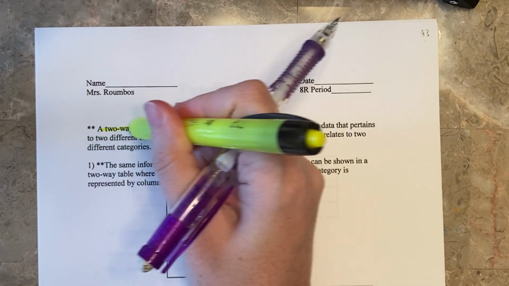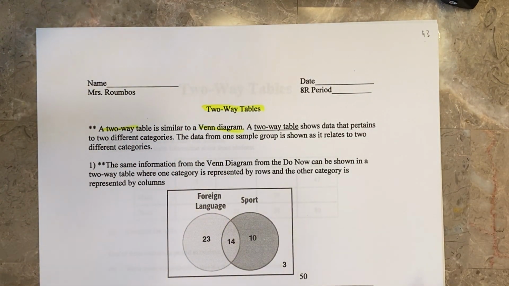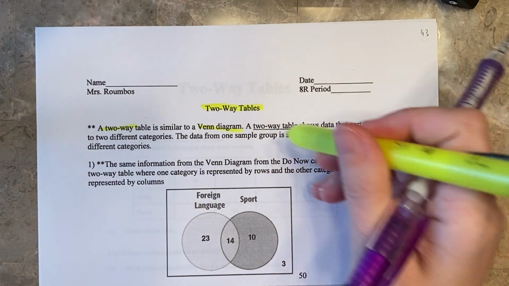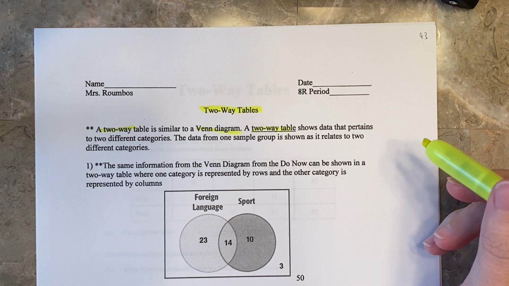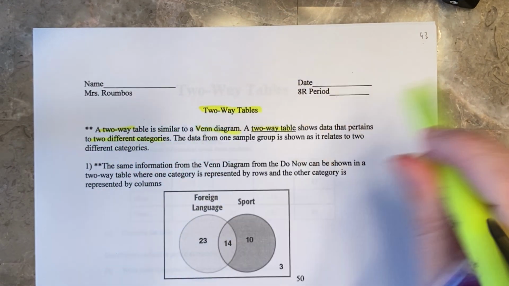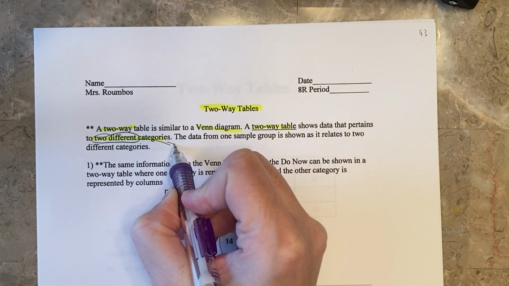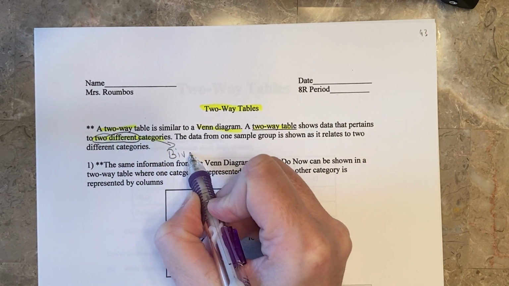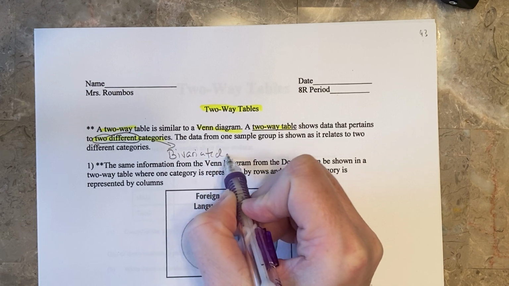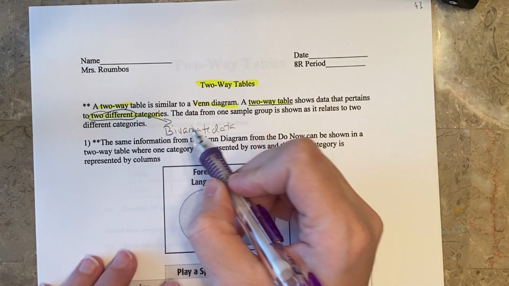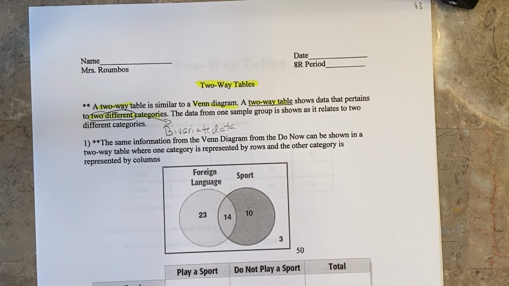So a two-way table is similar to a Venn diagram, and that's obviously why you noticed today's do now was the Venn diagram. A two-way table shows data that pertains to two different categories. So remember, I've said this word before. If it's two different categories, that's something called bivariate data. So the prefix bi means two. Definitely remember that for your quiz. The data from one sample group is shown as it relates to two different categories.